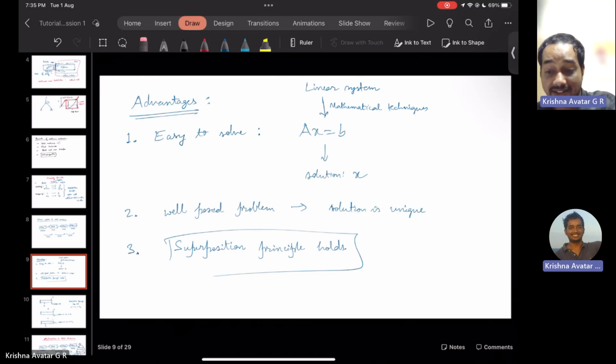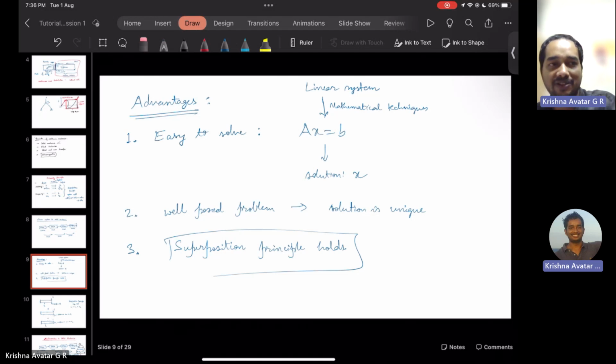Also talked about the advantages of a linear system in the sense that it's very easy to solve, and because of that, all that we require is to form a matrix system Ax = B and solve for X, and X will have whatever quantities we are looking at. And this linear system also mathematically is a well-posed problem, which ensures that the solution is unique.